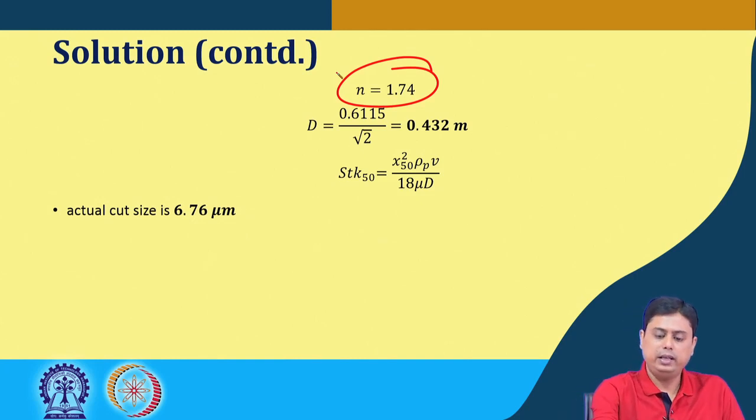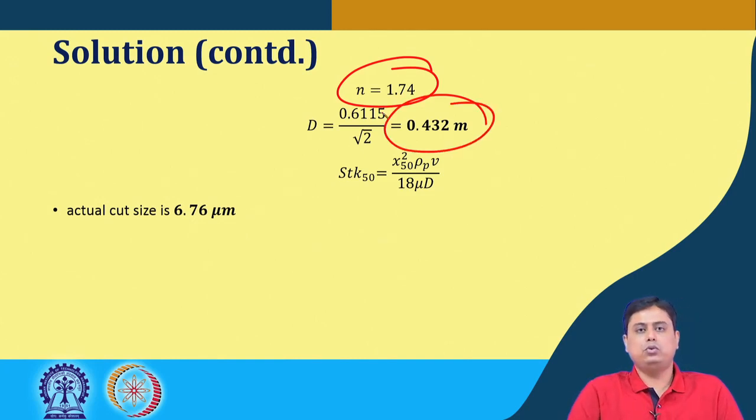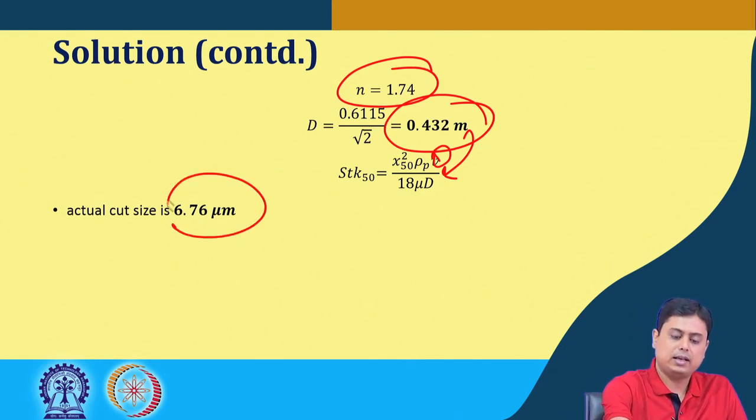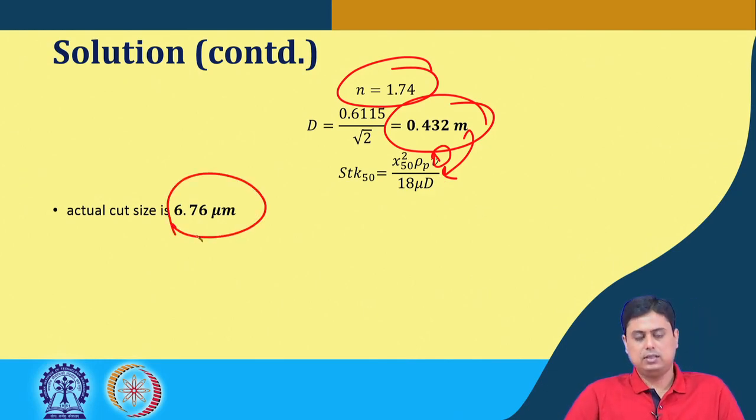That means the d would be 0.432 meter. We put it again in this Stokes number with the calculated V, the characteristic velocity we just calculated earlier, and we find the actual cut size to be 6.76 micron, which is lower than the required cut size, which means the design is safe, or the required number is good enough.